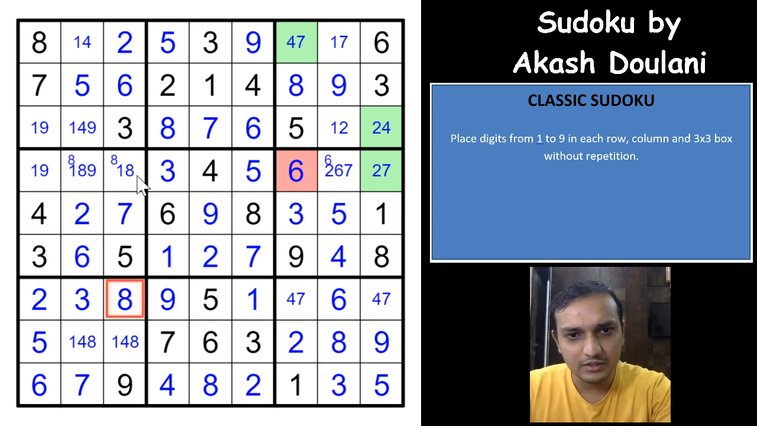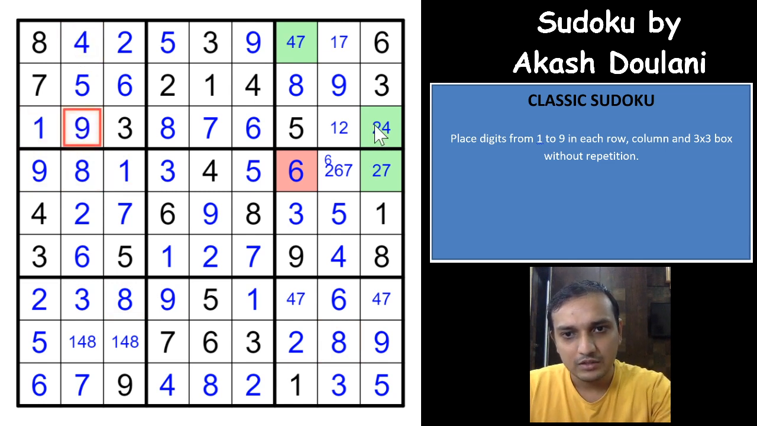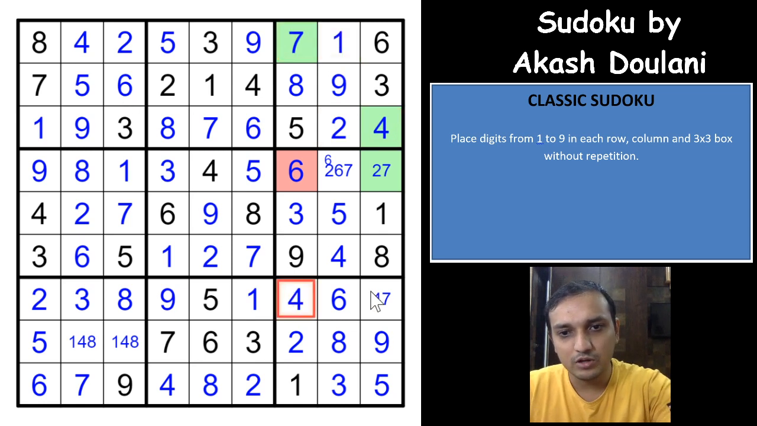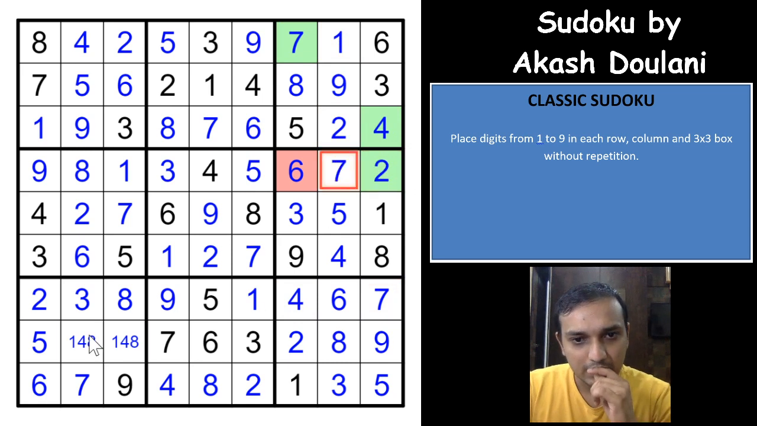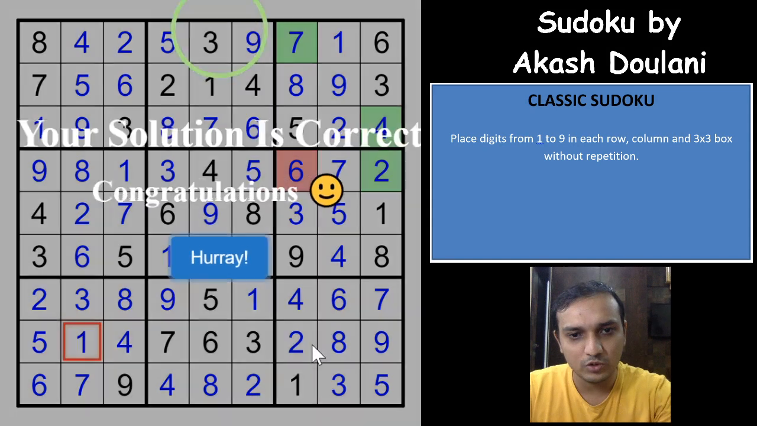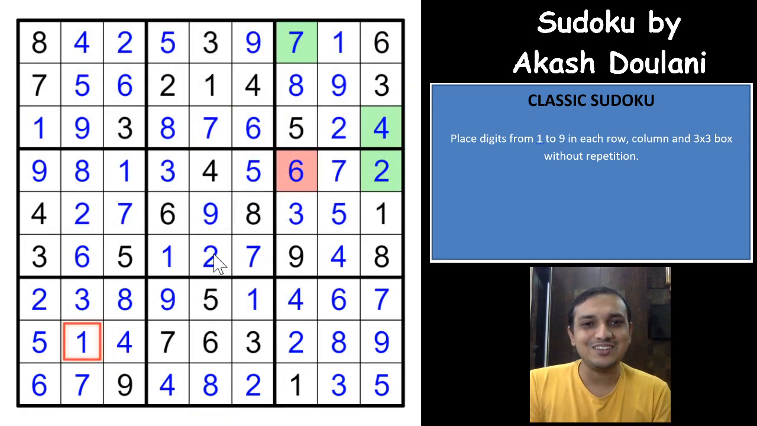That gives you an 8 here, a 1 here, a 9 here, an 8 here, a 1 here, a 4, a 9 here. That gives you a 2 here, a 4 here, 7, a 1, a 4, a 7, a 2, a 7 here. And this is 1 and 4, so this would have to be 4, and this is 1. Hooray, we completed this puzzle.